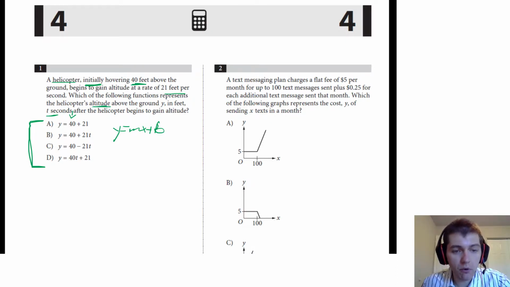But you know that 40 is b, so you can go ahead and D has 40 multiplied by t, that's incorrect. And then you can think about gaining altitude. So it's gaining altitude at a rate of 21 feet per second. It's ascending, not descending, which means that that 21 will be positive, and it will be 21 feet per second, where it's t seconds. So it'll be 21 times t. It's not minus 21, because that would be descending. It's not just plus 21, because this would be a constant. You need to have it multiplied by t, which leaves B as the correct answer.